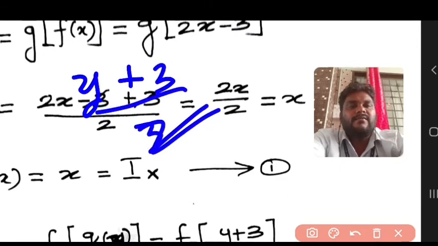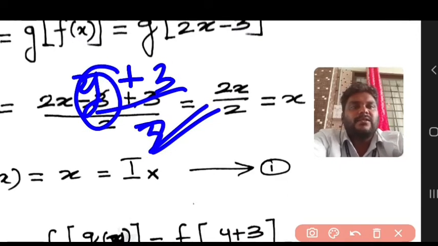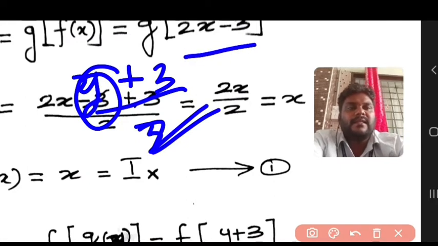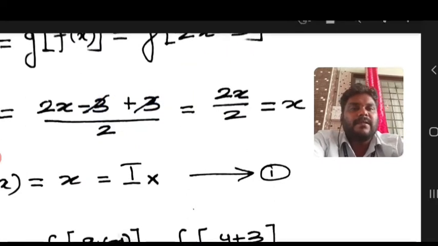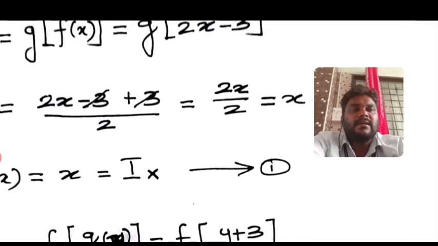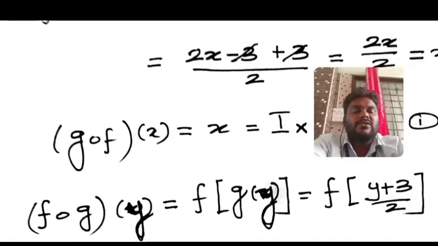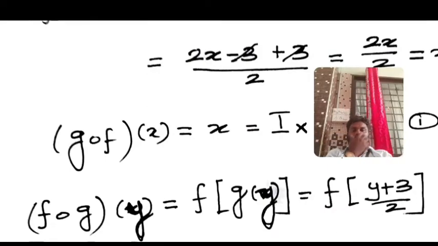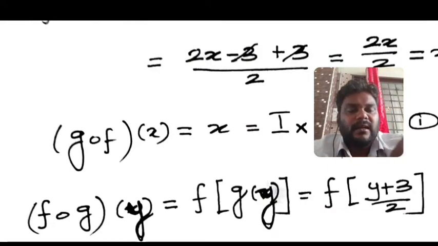So here we replace the y value with 2x minus 3. Then the equation becomes (2x minus 3 plus 3) by 2. The plus 3 and minus 3 cancel. Next, the remaining 2x by 2, the 2s also cancel. We get x only. So we got g composite f of x equal to x. It's an identity function of x.